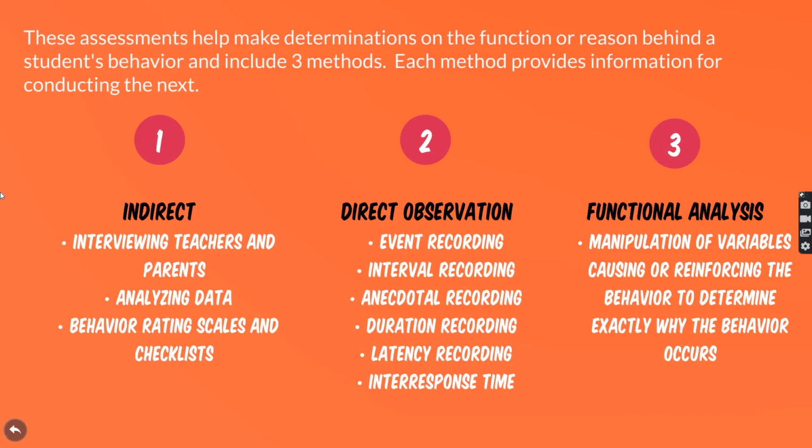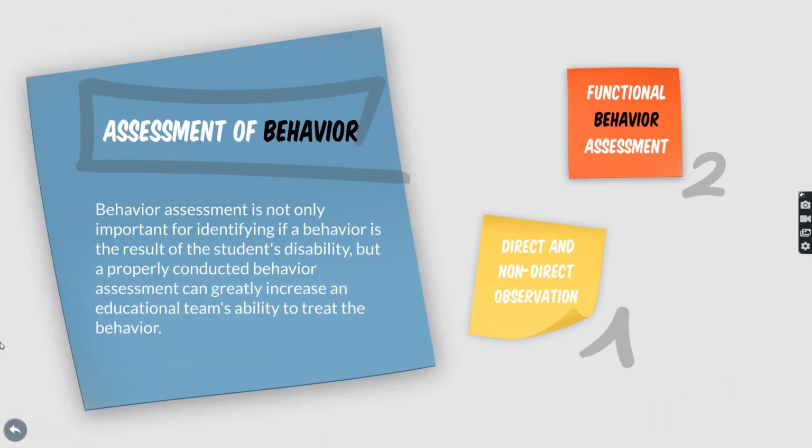So the first is indirect. It involves interviews with teachers and parents, and it analyzes data and behavior rating scales and checklists. The second is direct observation. Direct observation includes event, interval, anecdotal, duration, and latency recording. It also includes inter-response time. The third is functional analysis. This is the manipulation of variables that are causing or reinforcing the behavior to determine exactly why the behavior occurs.